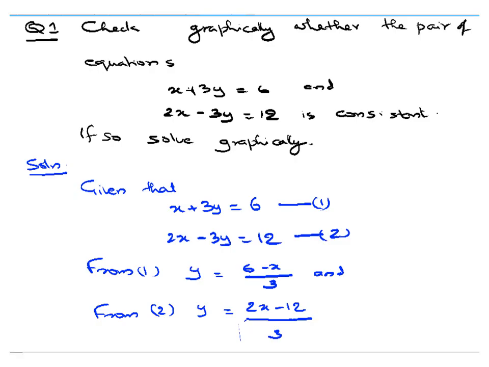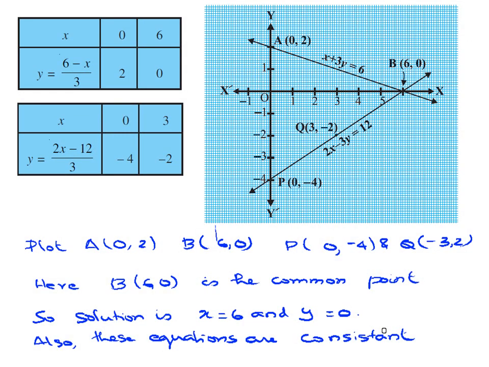From equation 1, we can find y is equal to (6 minus x) by 3, and from equation 2, y is equal to (2x minus 12) by 3. Give any two values for x and find the values of y in both the equations. In the first equation, we will give x is equal to 0 and 6 as the values. Then the corresponding y values are 2 and 0.